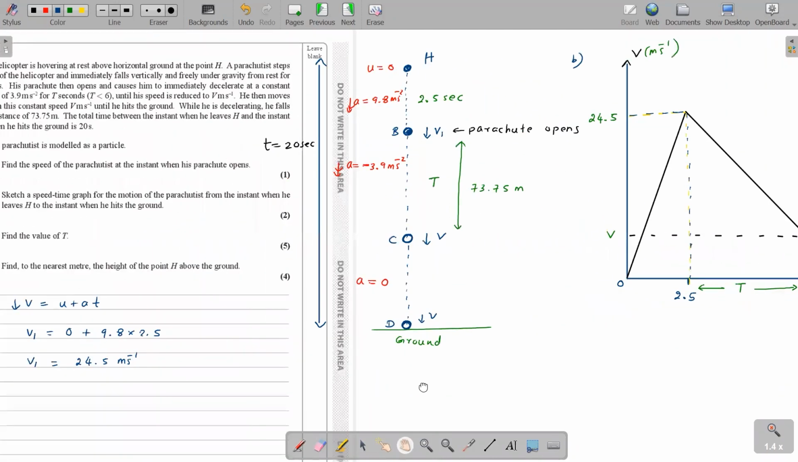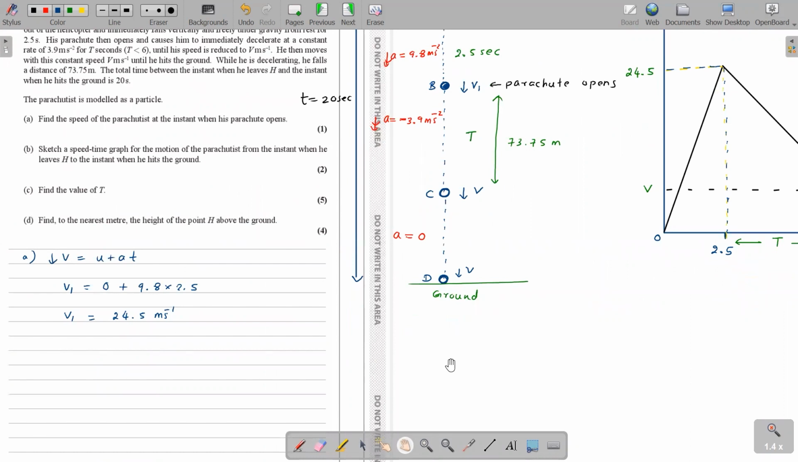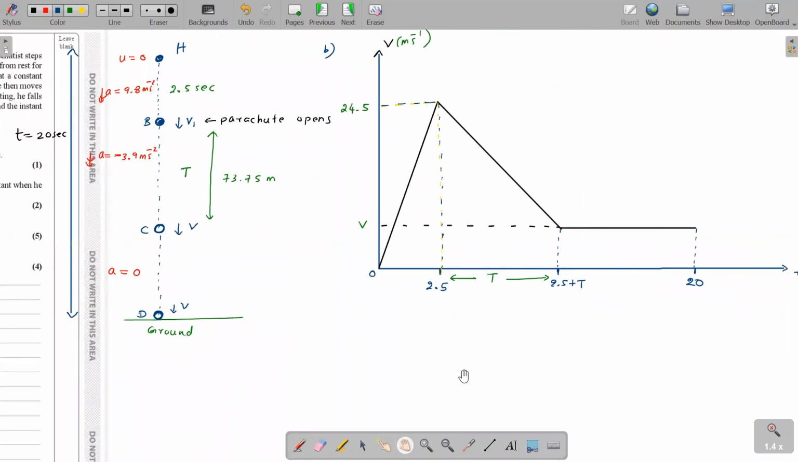Okay, then we'll move to the next part, part C. Find the value of capital T. How are we going to find the value of capital T? If you look at the diagram, we have a piece of information that we need to mark here. They have told you that when the parachute is decelerating, it's traveling a distance of 73.75 meters, isn't it? So basically the decelerating section is this one. The deceleration is given to you actually: the acceleration is minus 3.9, which is the gradient. You do know that the gradient of the velocity time graph is the acceleration. And then the area under the graph is 73.75, right? Just this section alone, area.